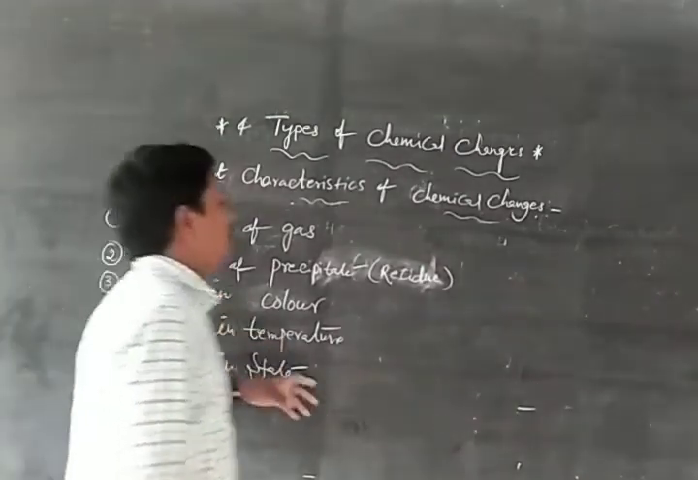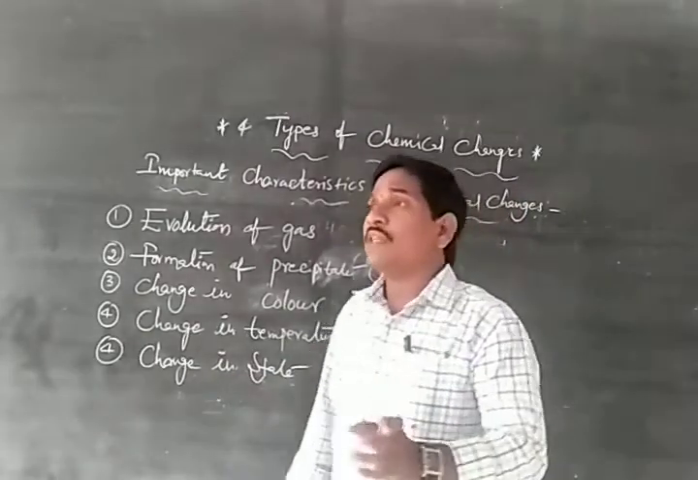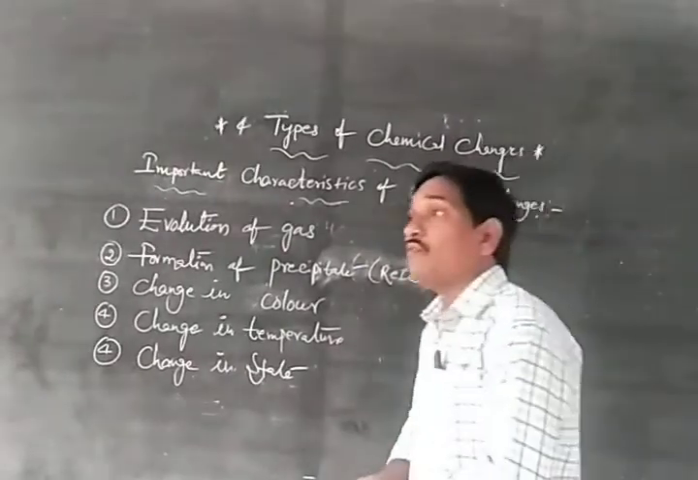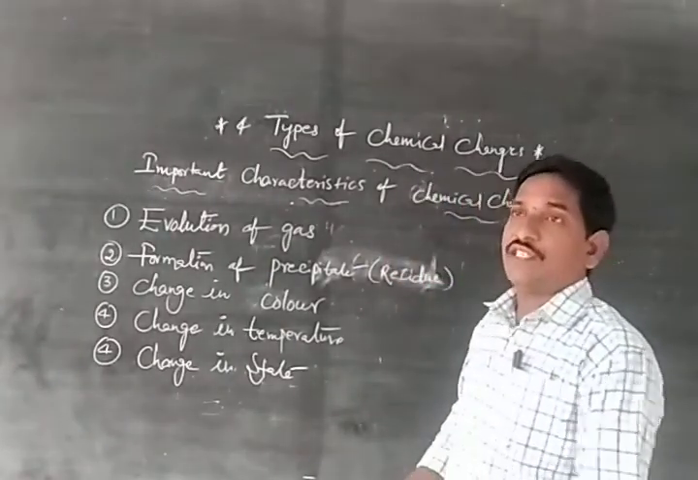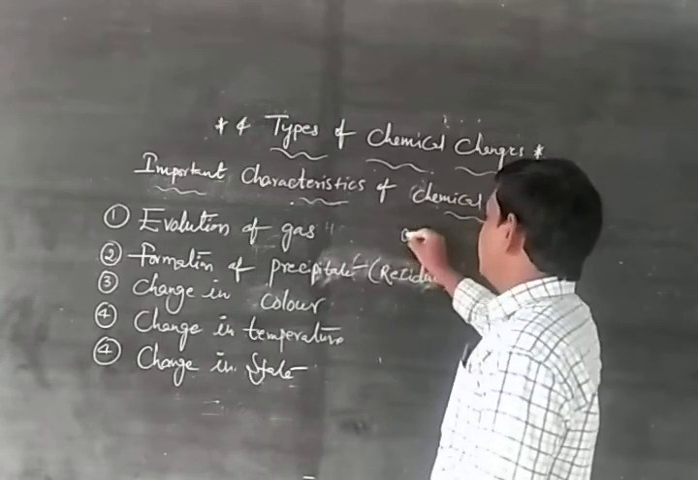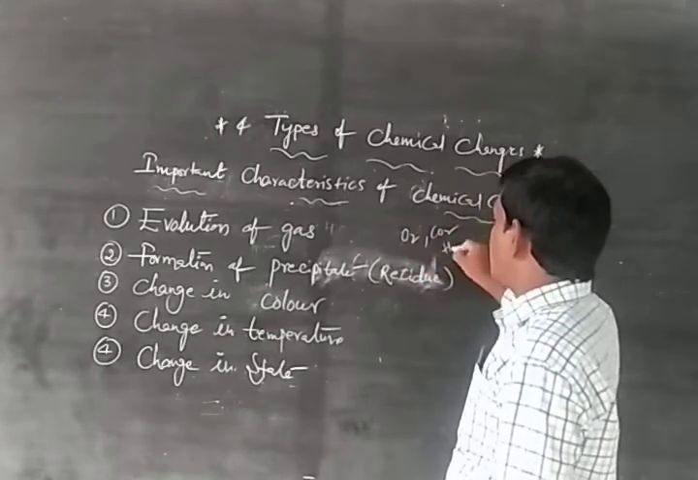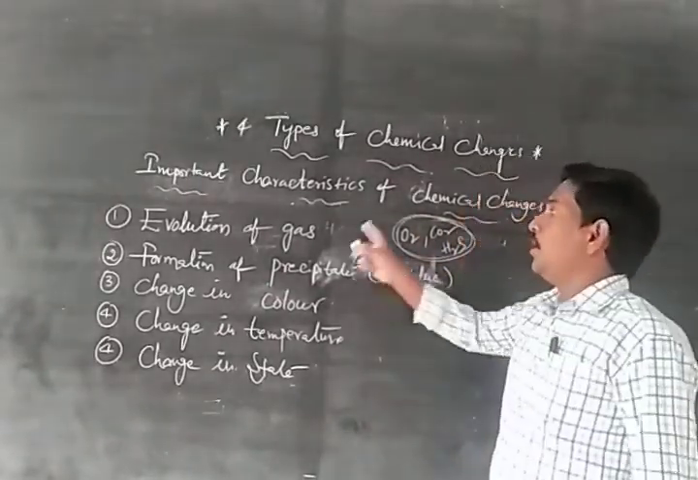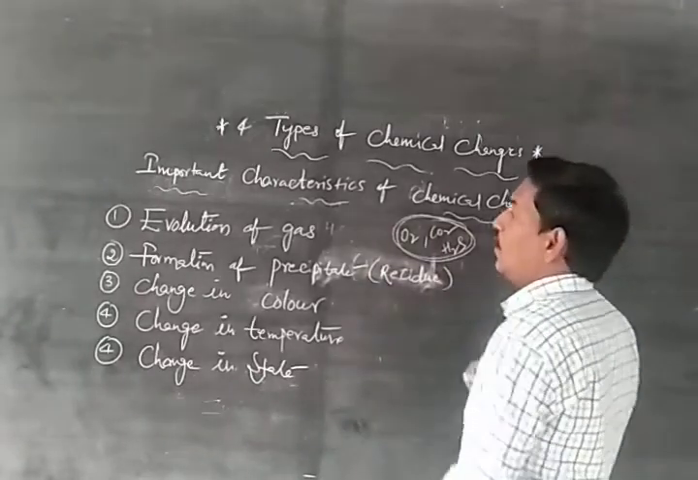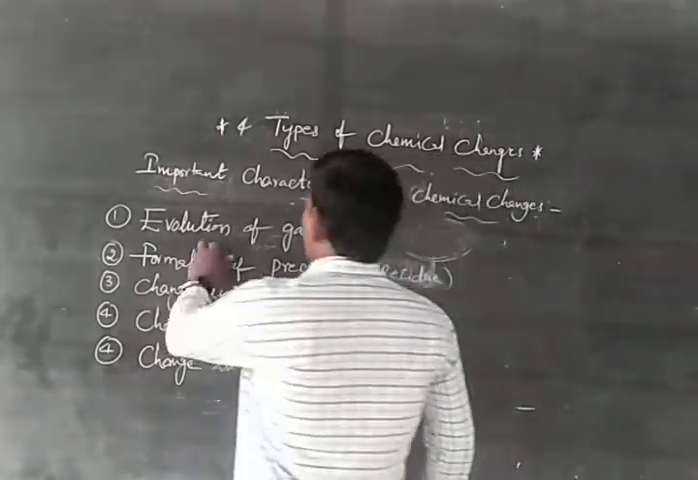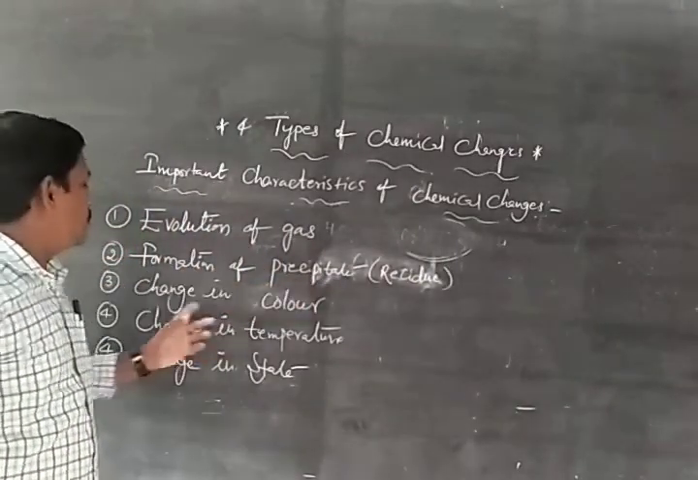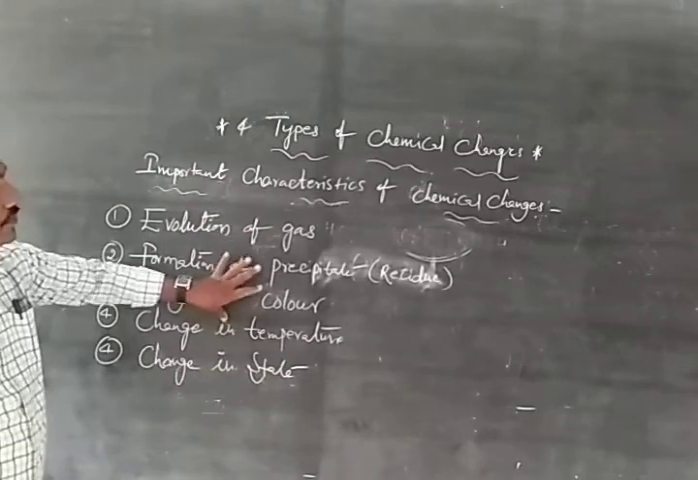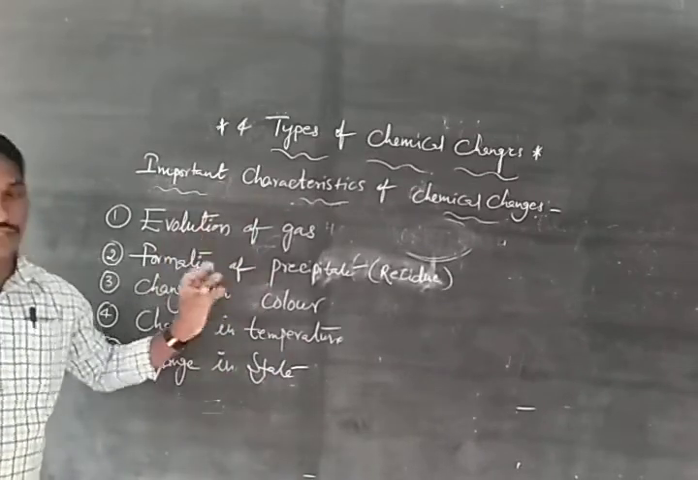Evolution of gas. So, in some chemical changes or chemical reactions, you can see the evolution of gas, or formation of gases like oxygen, CO2, H2S. We can see some gases forming during chemical changes. That is called evolution of gases. Evolution of gas, formation of precipitate or residue, change in color, change in temperature, change in shape. So these are the important characters of the chemical changes.